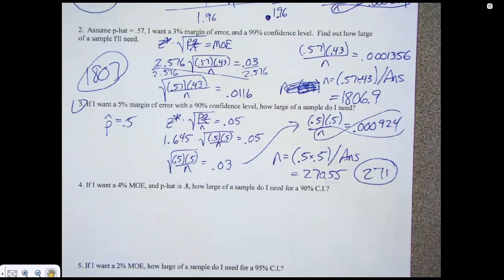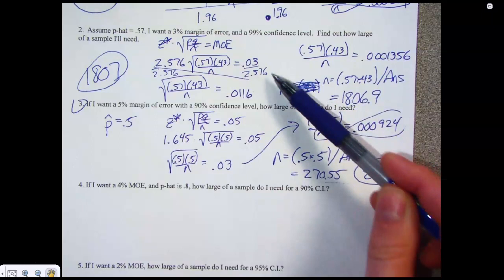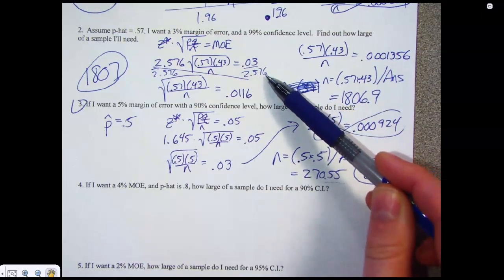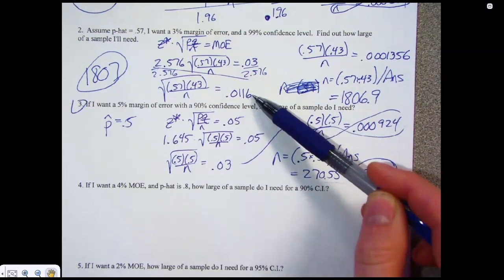Okay, so when you divide the 0.03 by 2.765, or 5.6, yeah, whatever that is.